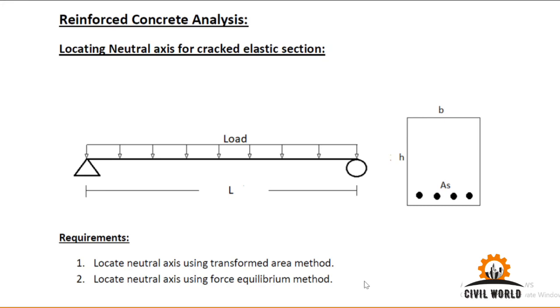So coming to our topic, which is locating neutral axis for a cracked elastic section, we have a simply supported beam, the span of L, section with width of B and a total depth of H. There is some steel used, which is having the area of AS.